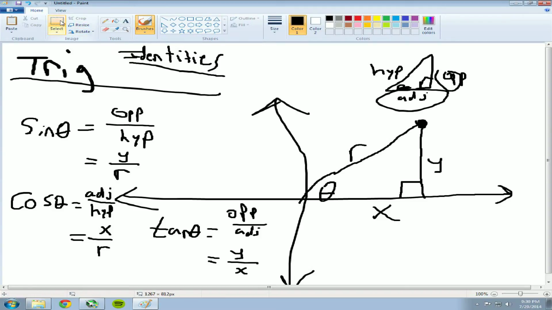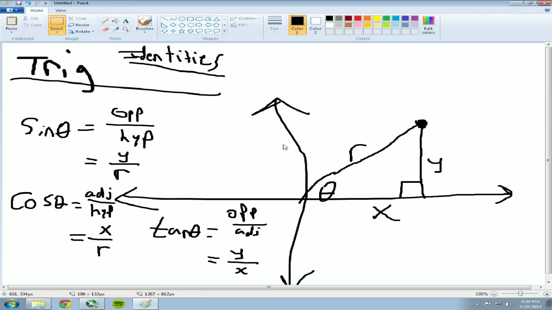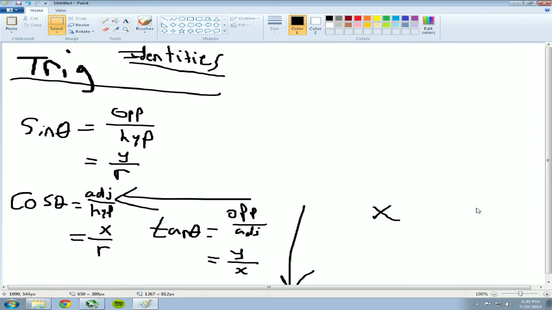Okay, so these trig identities are all helpful and all, but how do we apply them? I'm going to show a couple identities that we need to memorize, and you definitely need to memorize them.